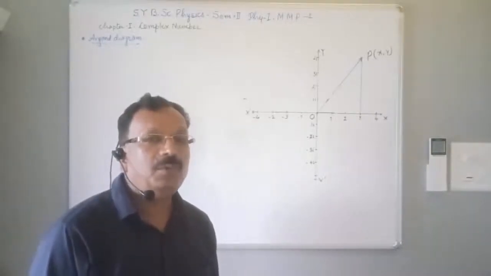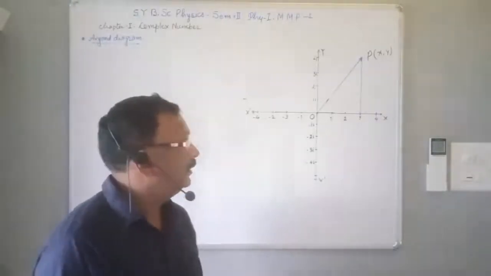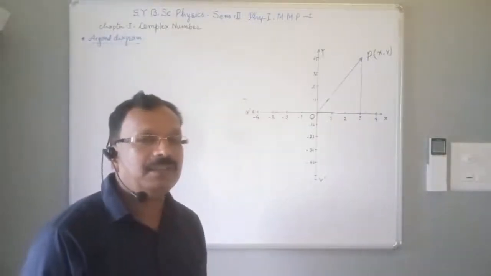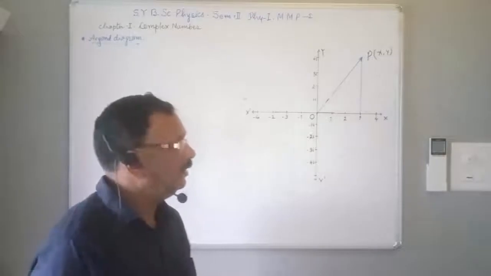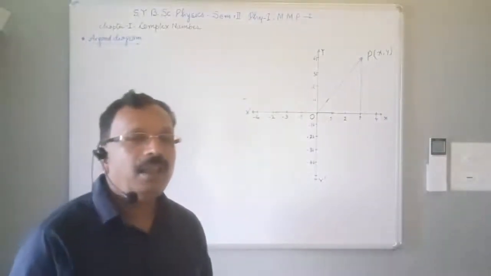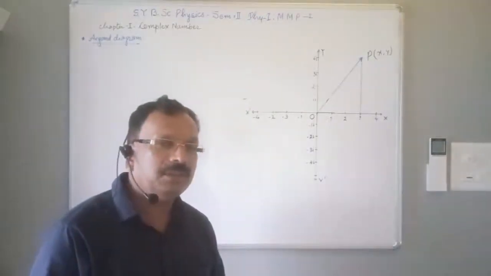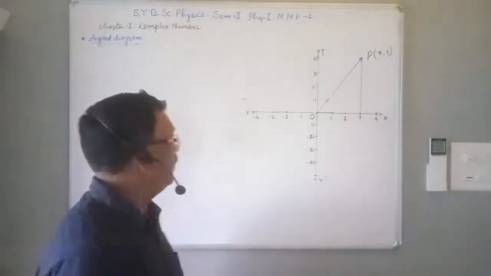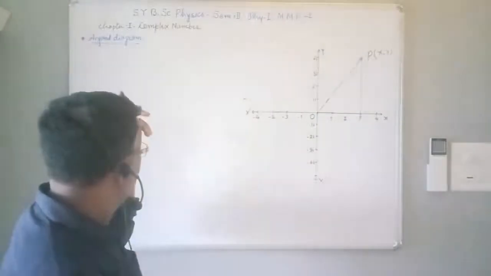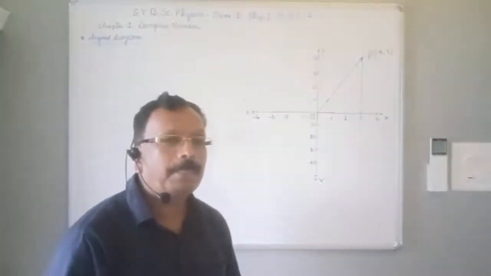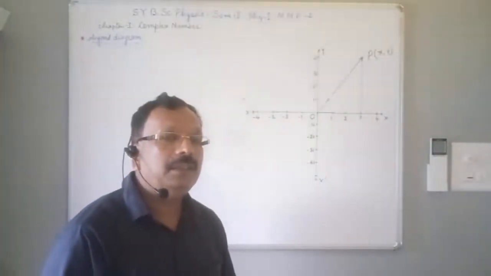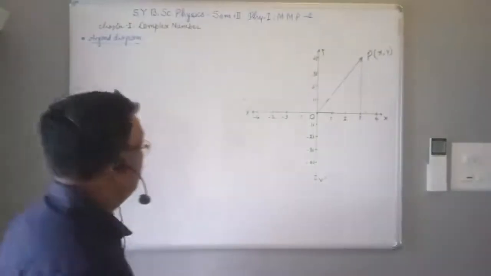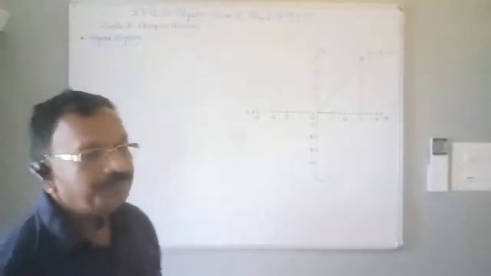This is my fourth lecture regarding complex number. In previous lecture we have seen about the algebra of complex number and number of problems regarding complex numbers. In this lecture we are going to see the Argand diagram, then different forms of complex number. First of all, what is Argand diagram?